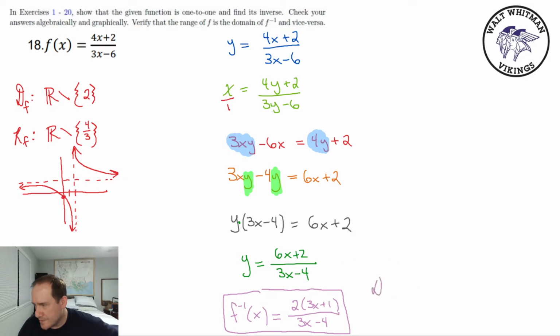If we've done it all correctly, then the domain of the inverse function should be the range of the original function, which is all reals except 4/3. And for that, well, look at our denominator. 4/3 is the zero of the denominator. So that is our restriction on our domain. So I'm feeling good about it. Get rid of that. That's supposed to be a 4. And then our range should be the original function's domain, which is all reals except for 2.